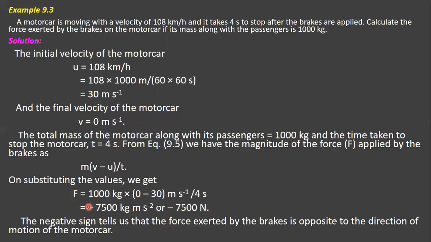Understood, children? Here the negative sign tells us that the force exerted by the brakes is opposite to the direction of the motion of the motor car. See, children, by solving this you will get F equals minus 7500 kg meter per second square, or you can write it as minus 7500 Newton. The negative sign tells us that the force exerted by the brakes is opposite to the direction of the motion of the motor car.